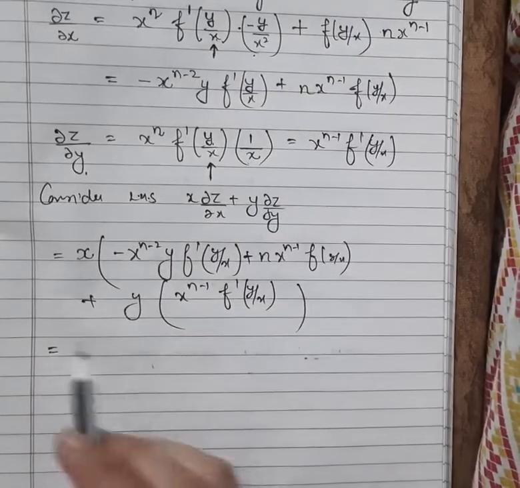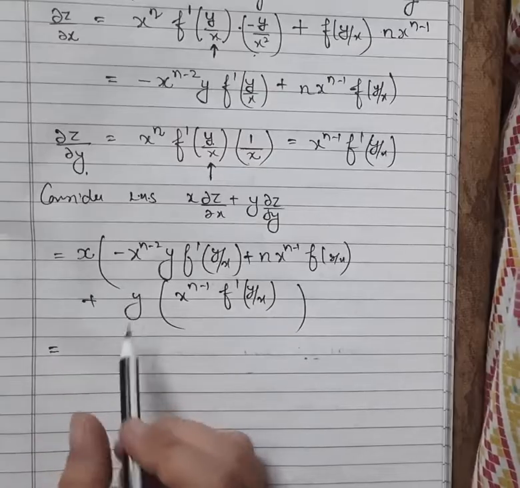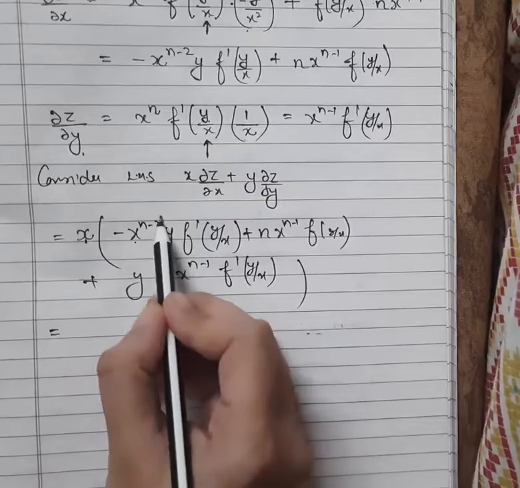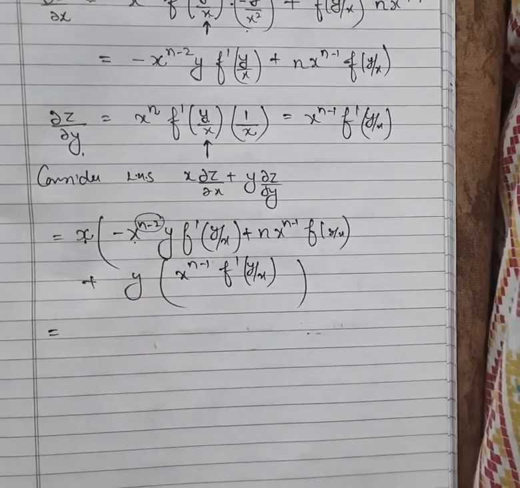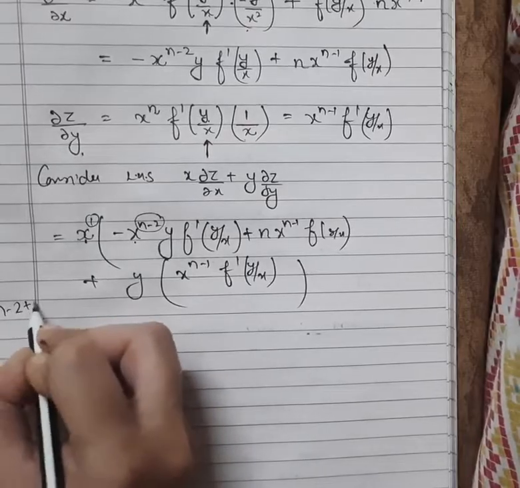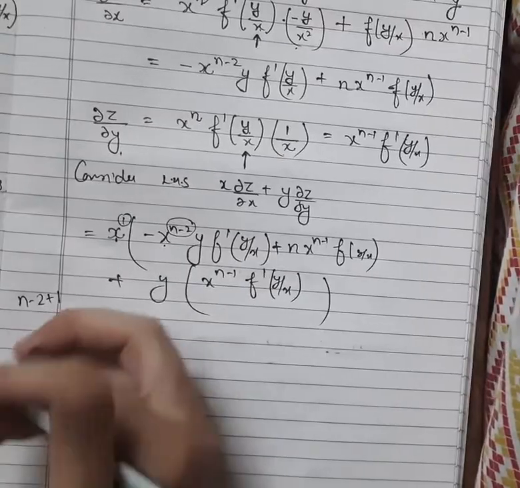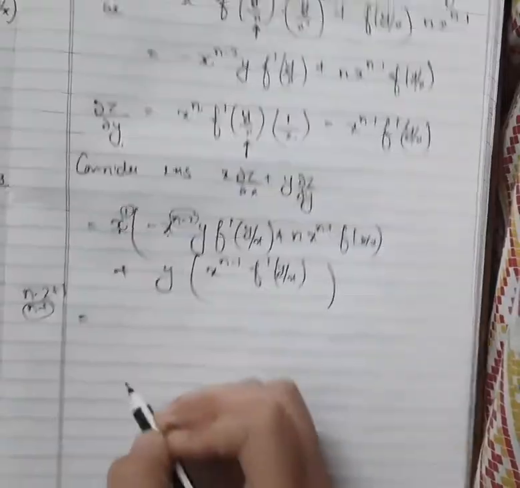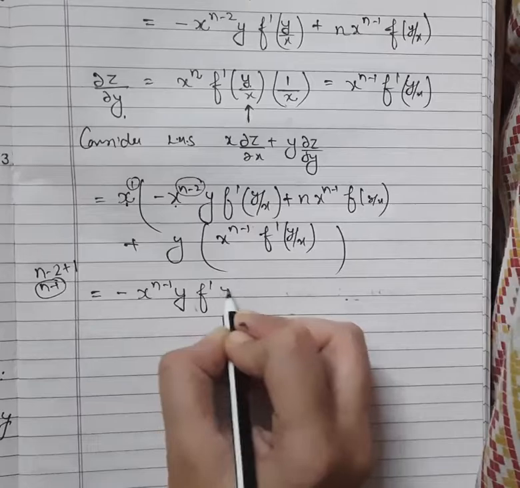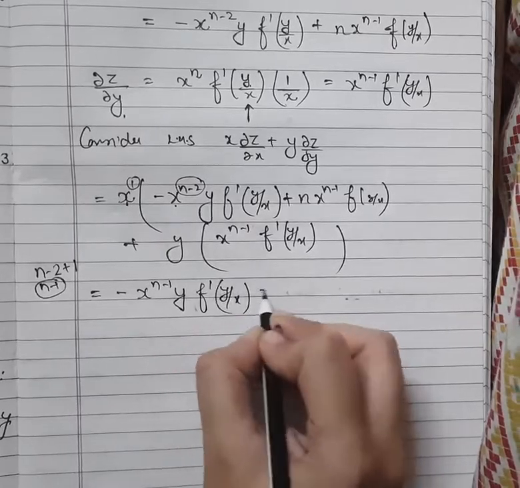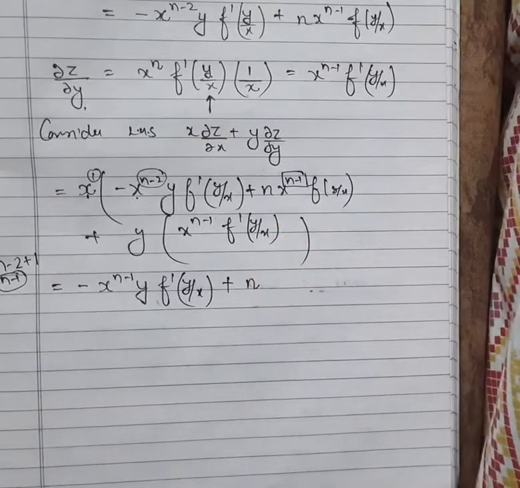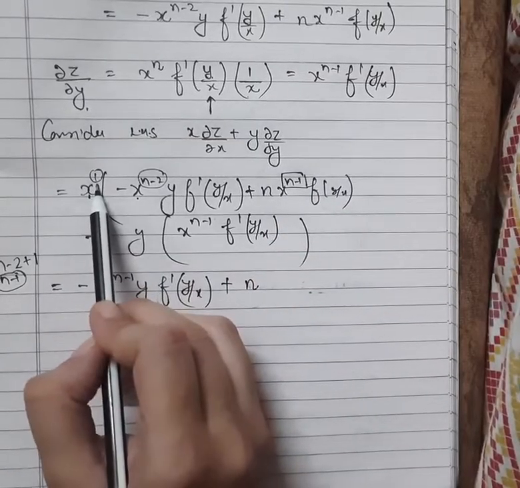Now multiplying x and y inside. Now if we multiply this x inside with this bracket, the power here is n minus 2, 1 is here, so ultimately total power is n minus 2 plus 1. N minus 2 plus 1 means n minus 1, so it's negative of x raised to power n minus 1 y f dash y upon x plus n. How much is the power here? N minus 1, and outside x raised to power 1 is there.